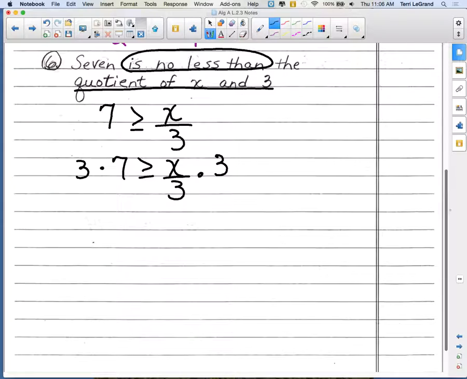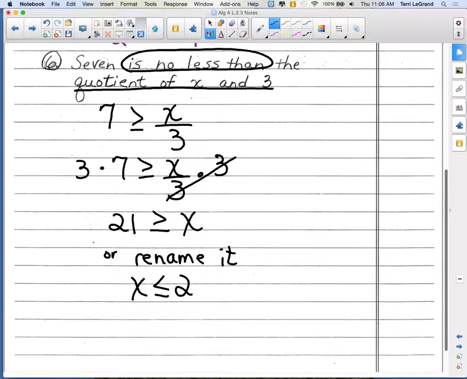3 times 7 is? 21. Did we multiply by a negative? No. So we're not going to reverse the symbol. Over here, these guys are gone. That was the goal. We either leave it like this because we understand how to graph it, or we rename it as what? X is less than or equal to 21.